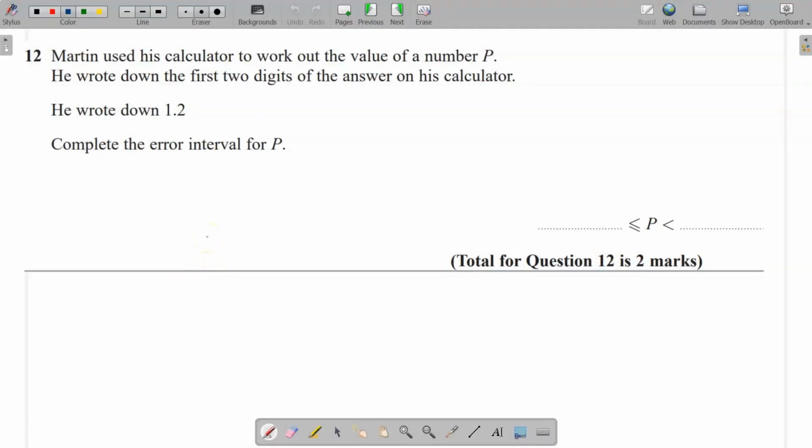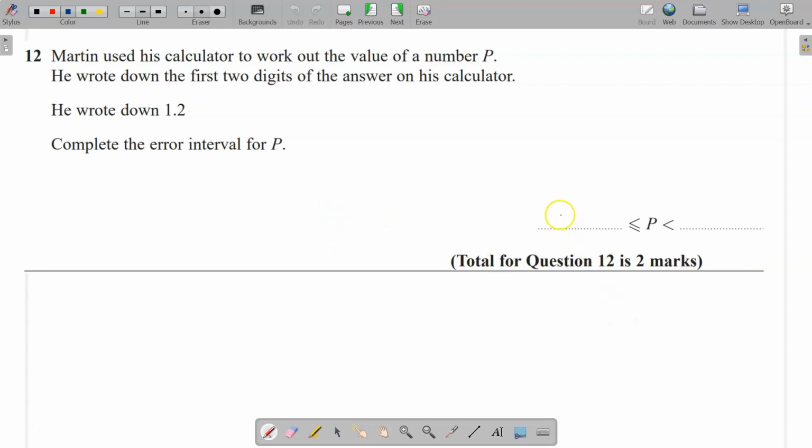Okay, this question is about an error interval, but you've got to be a bit careful because it's not the same as rounding. This is what we call truncating. So he used his calculator to work out the value of a number. He wrote down the first 2 digits of the answer on his calculator. In other words, he ignored any digits after the 2. So it could have been a 6, a 7, an 8 or a 9, but he still rounded it down to 1.2 because he just simply ignored what was after the 2.